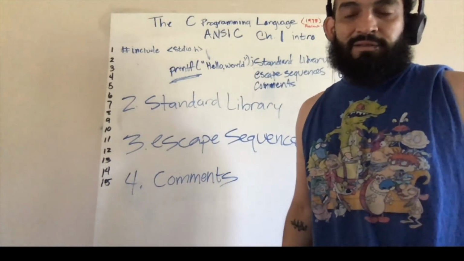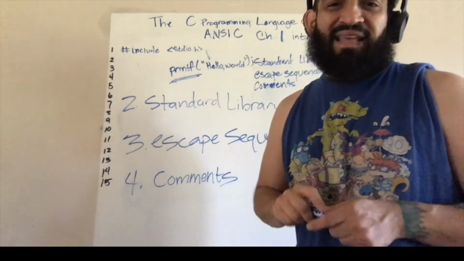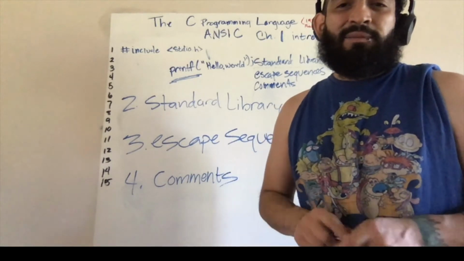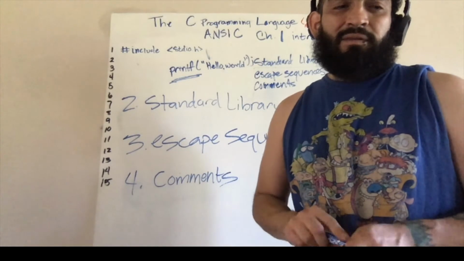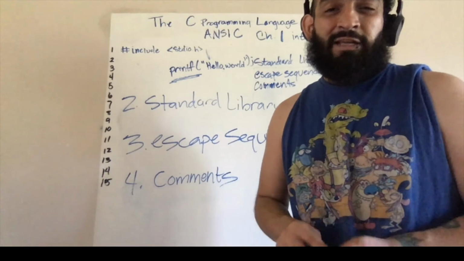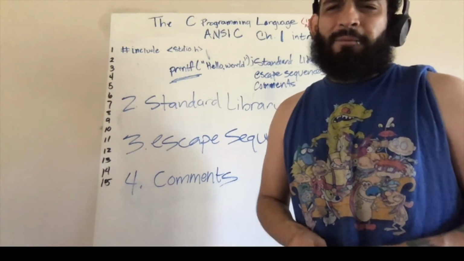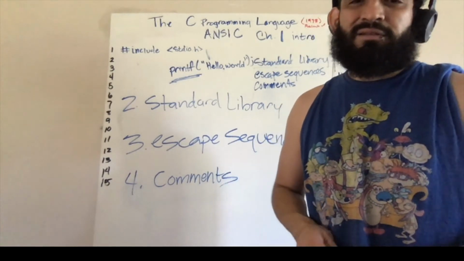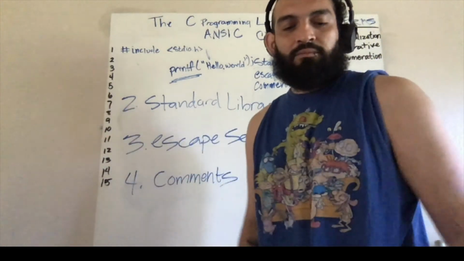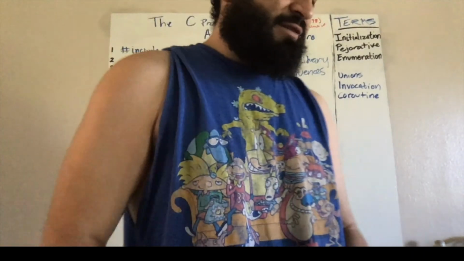It's a place for the compiler that translates your C program, the language that you've written. It translates that language into a language that the computer can understand. That's what the compiler does. It compiles your program, translates it for the computer.